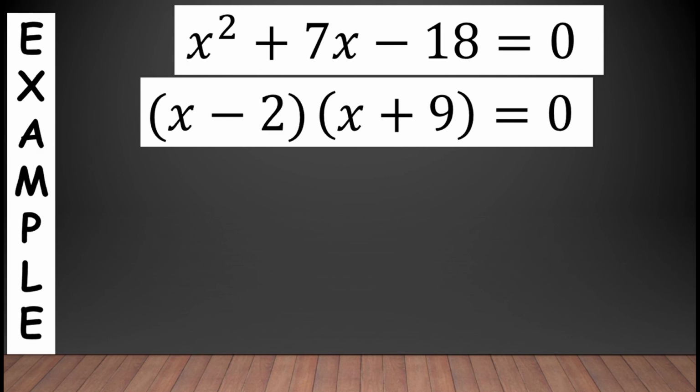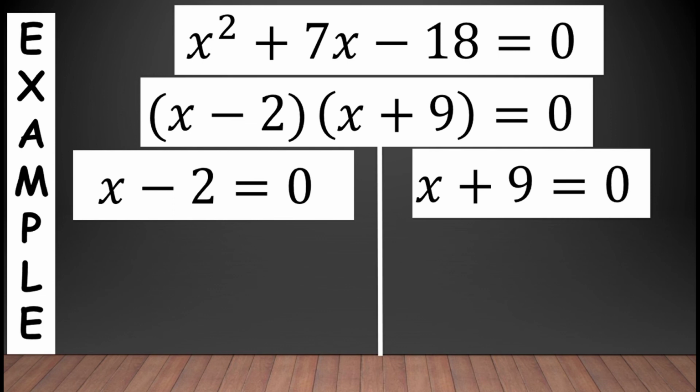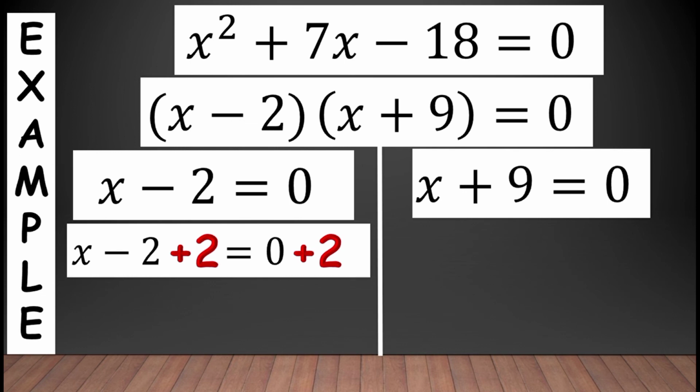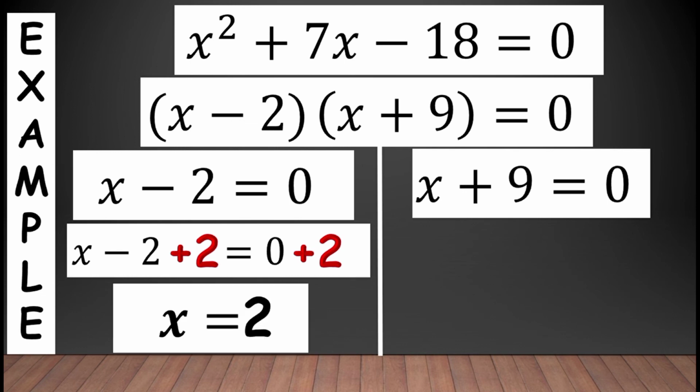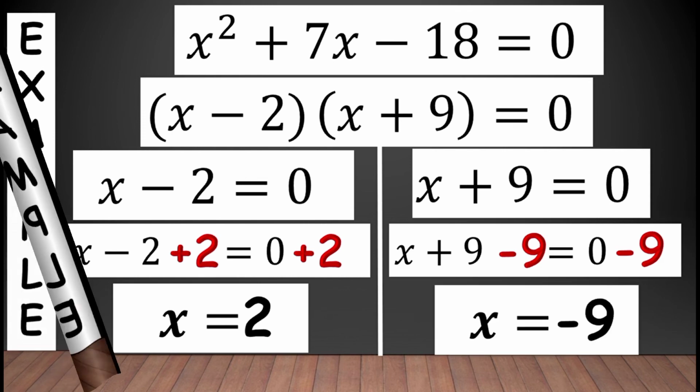Utilize the concept of zero product property. Set each factor equal to 0. x minus 2 equals 0. x plus 9 equals 0. Simplify x minus 2 using addition property of equality. First solution, it is positive 2. Simplify x plus 9 equals 0. Using subtraction property of equality, x is equal to negative 9.